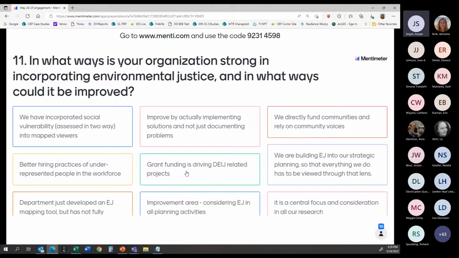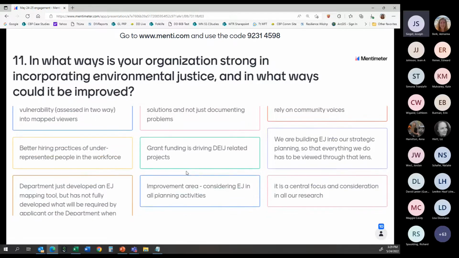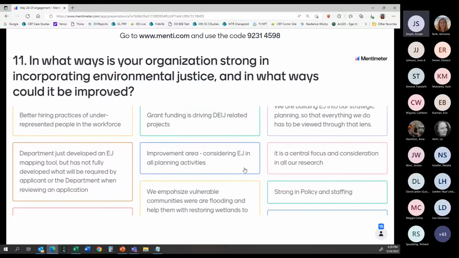And it's great if you could put improve if it's something that you want to be improved, or strong, so that we're clear on which one you mean. Better hiring practices of underrepresented people in the workforce. Grant funding is driving the diversity, equity, inclusion, and justice related projects. We're building EJ into our strategic planning so that everything we do has to be viewed through that lens. It's a central focus and consideration in all our research.